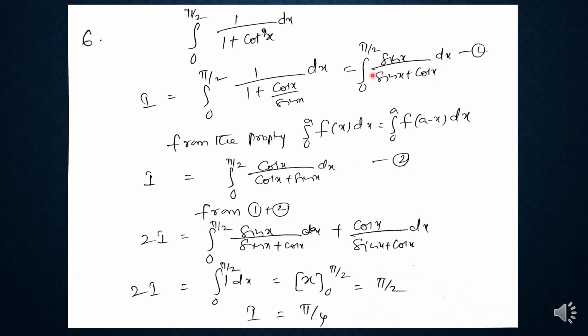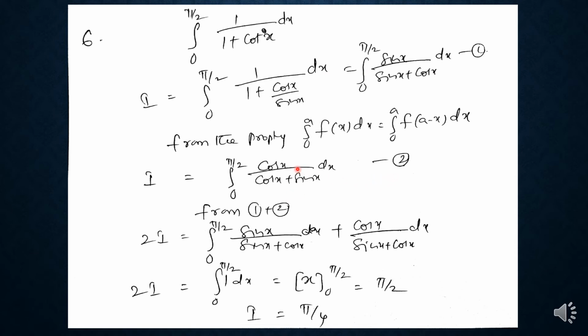In this equation, if we apply the property, then this equation becomes I is equal to integral 0 to pi by 2 sin of pi by 2 minus x divided by sin of pi by 2 minus x plus cos of pi by 2 minus x. That can be written as, we know that sin of pi by 2 minus x is cos x. Cos x by cos x plus cos of pi by 2 minus x is sin x dx. So this is the first equation and this is the second equation.